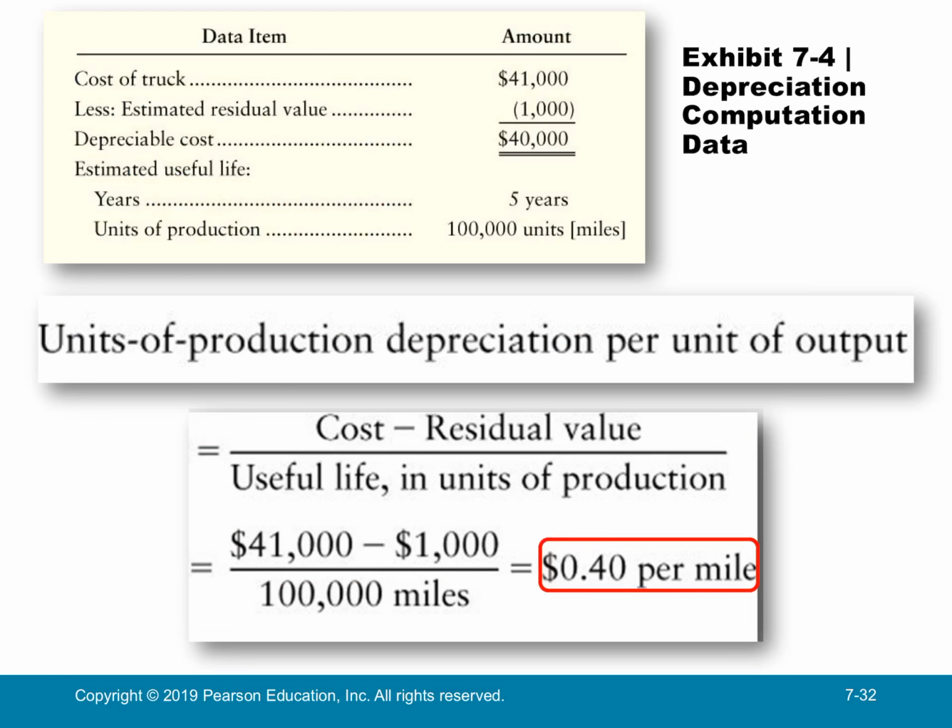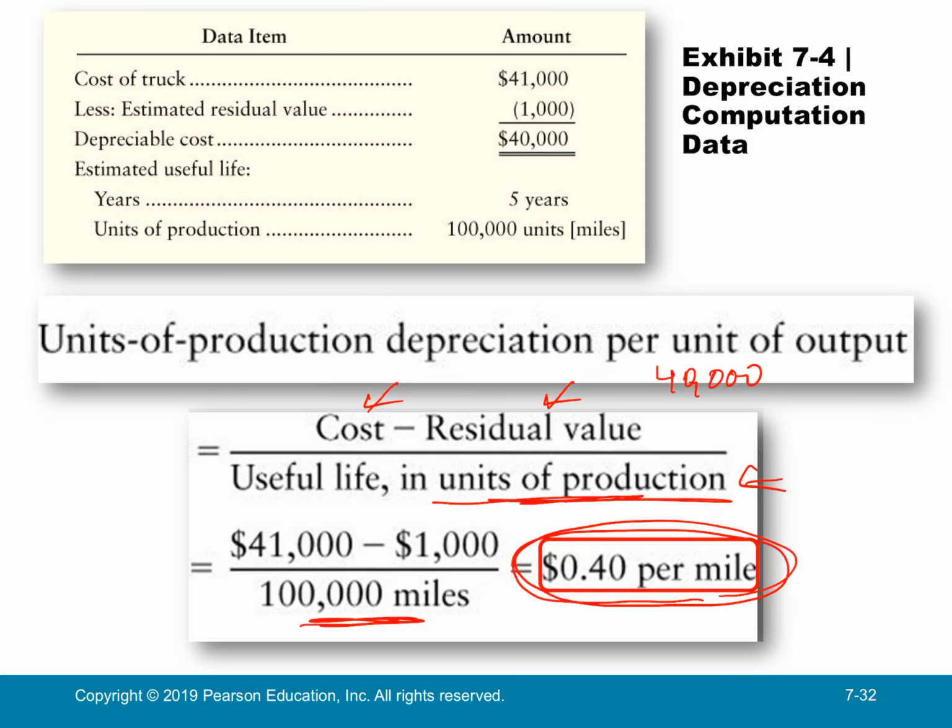Again, easiest if you see an example. So same exact data. We have cost minus residual value, so that still gives us our 40,000. And now we're going to divide it by useful life, but we're going to have units of production instead of years, like we did in straight line. So you see it's 40,000 divided by 100,000 miles. So our depreciation is 40 cents per mile.